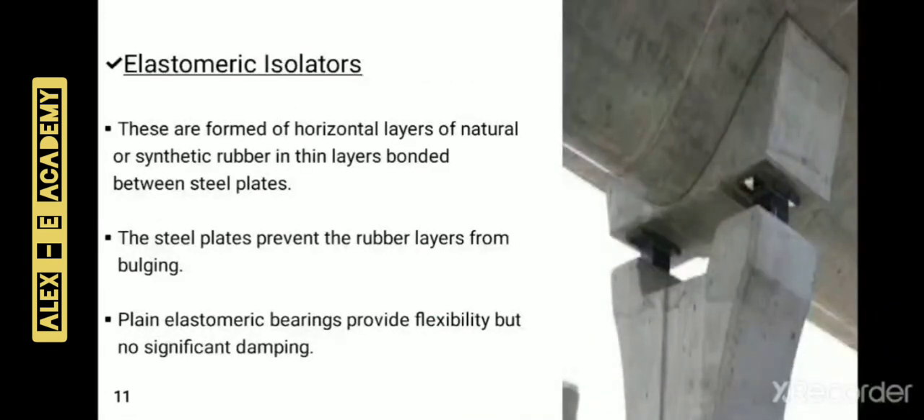Elastomeric isolators. They are formed of horizontal layers of natural or synthetic rubber in thin layers bonded between steel plates. These steel plates prevent the rubber layer from bulging and give strength to this particular bearing. Here, the rubber layer acts as a shock absorber. Plain elastomeric bearings only provide flexibility but no significant damping, so they will move under service loads. So, as the method used to overcome this deflection, we include a lead plug.